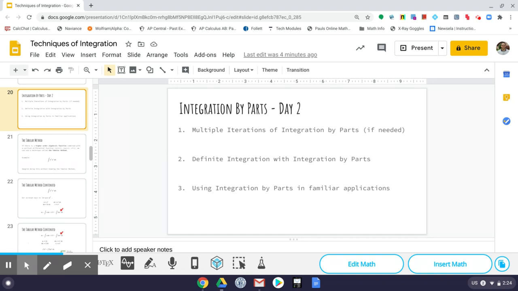So this is definitely more leading into your application, right? Now we're actually going to be finding a solution to a definite integral where we have to use integration by parts. How does that work? When do we actually use the bounds that we're given? And what are my options there?